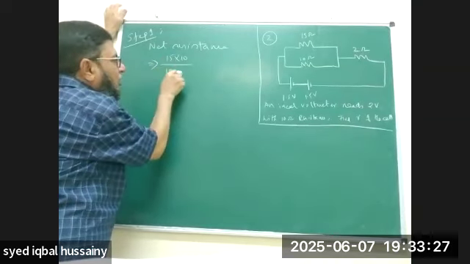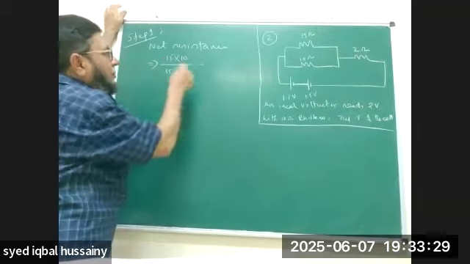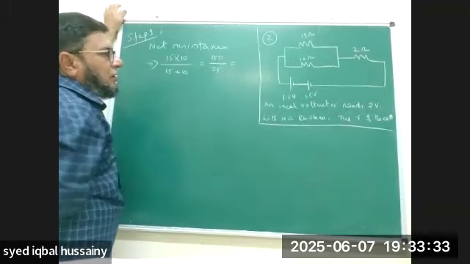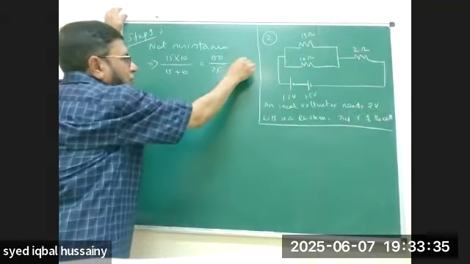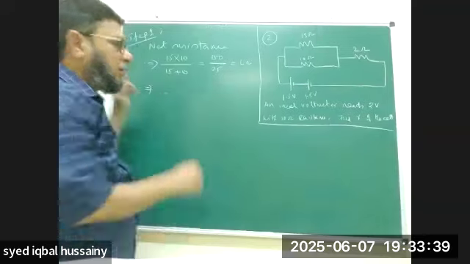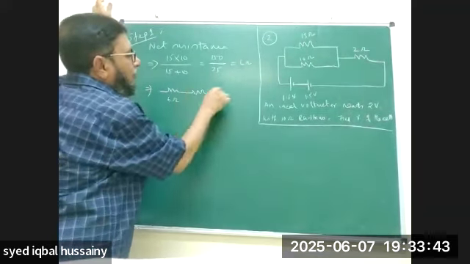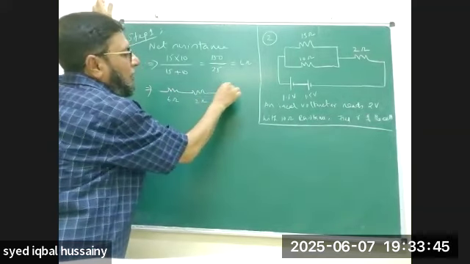15 tens are 150, divided by 25. What's the answer? 6 ohm. Right. This 6 ohm and 2 ohm are in series. So 6 ohm and 2 ohm are in series.